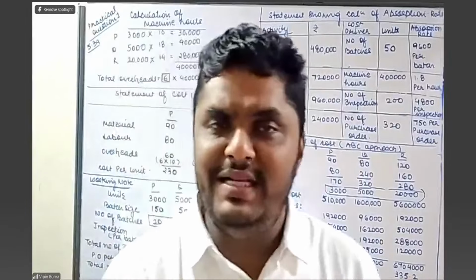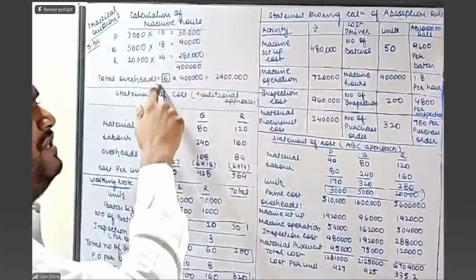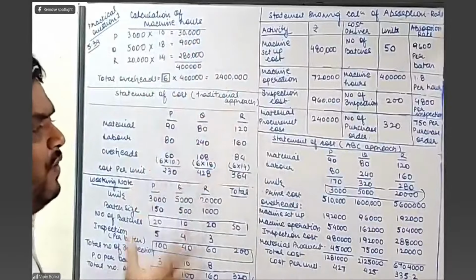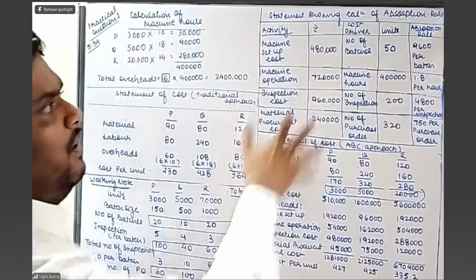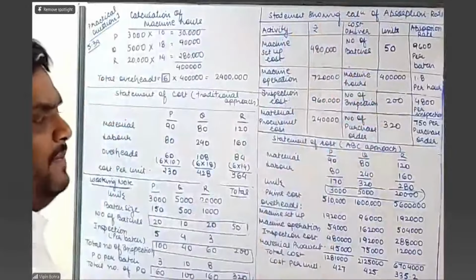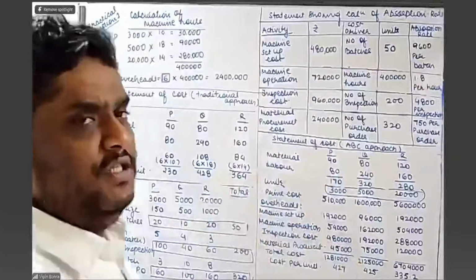So here again the same format. The calculation of absorption rate, but since absorption rate is given, the calculation of total overheads, the statement of cost, again the statement showing calculation of absorption rate as per ABC, the additional workings since the information was missing in the question, and the statement of cost as per ABC.